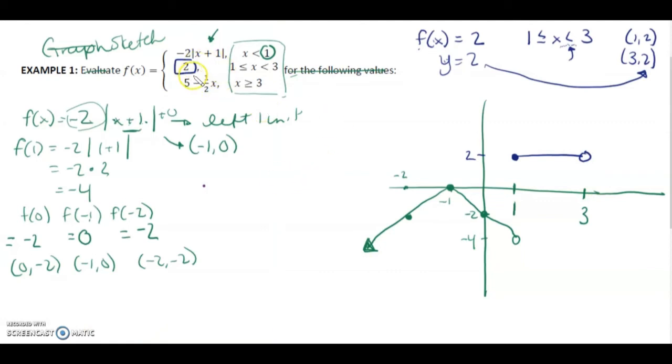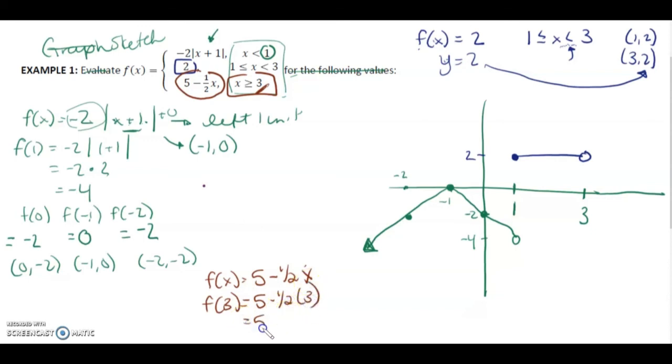All right, last part of this, we have a line, and it's going to be from 3, including 3, and then increasing. So I'm going to write f at x equals 5 minus 1/2 x. Now, you always want to sub in those endpoints. So let's sub in a 3. So we have 5 minus 3/2, and I get 3.5. Okay, so this coordinate is going to be 3, 3.5.